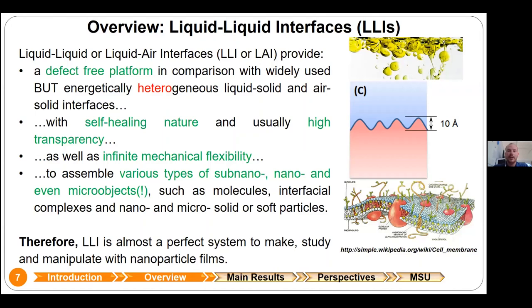And my take-home message today for you will be that the liquid-liquid interface is almost the perfect system to make, study, and manipulate nanoparticle and microparticle films, and also it can be applied further, not only for fundamental studies, but also for very practical studies like SERS, like many others.